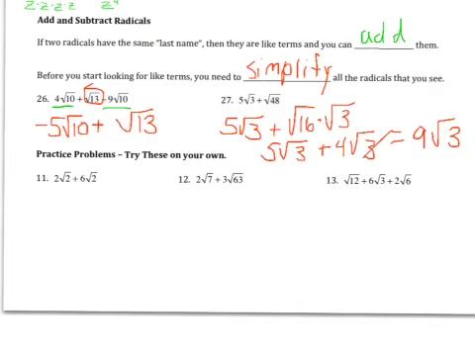2 root 2 plus 6 root 2. They are like terms, so we can just combine them to get 8 root 2.